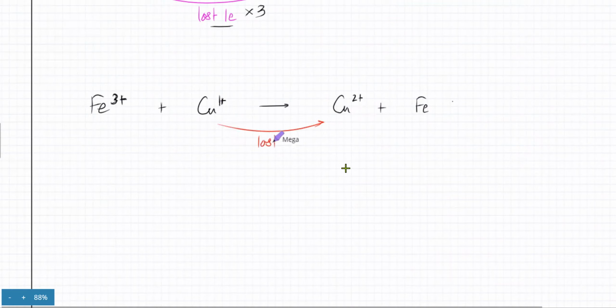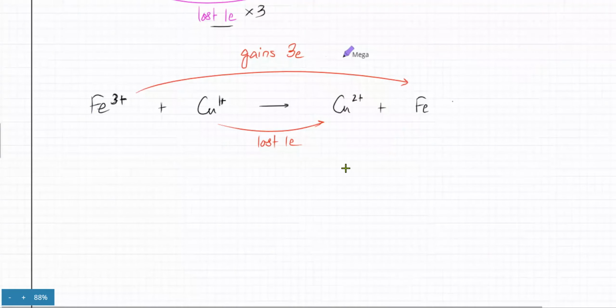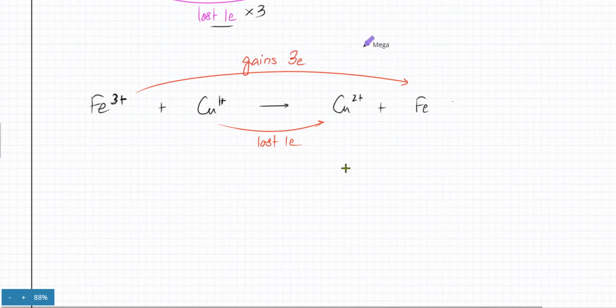And it lost exactly one electron, right? And Fe, on the other hand, it ended up gaining 3 electrons, right? So, what would you do? Multiply the copper by 3. You need to make the number of electrons lost and gained equal. So balancing redox equations is kind of simple. The only problem is that they wouldn't tell you the charges in the equation. You would have to find them yourself.